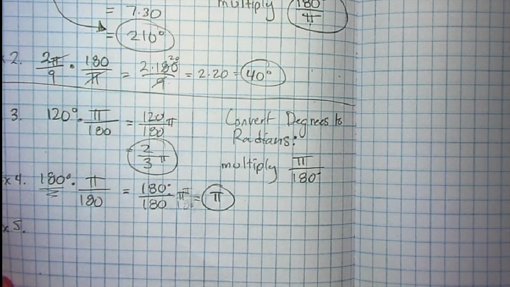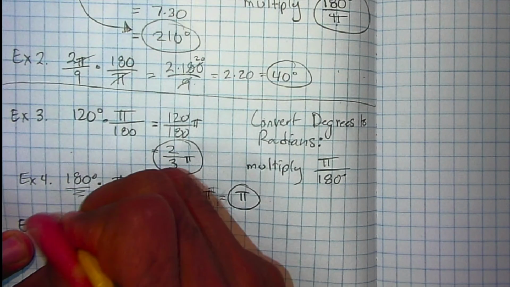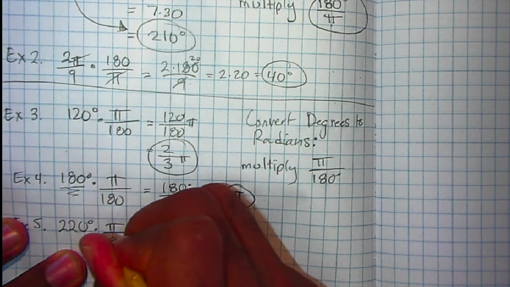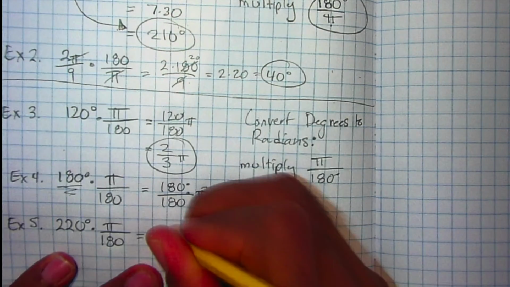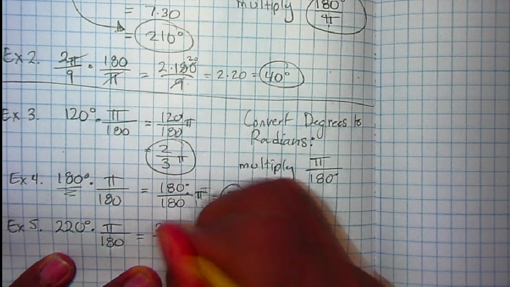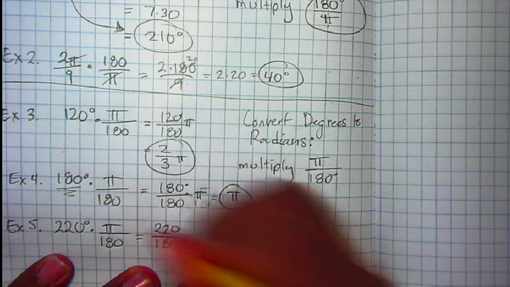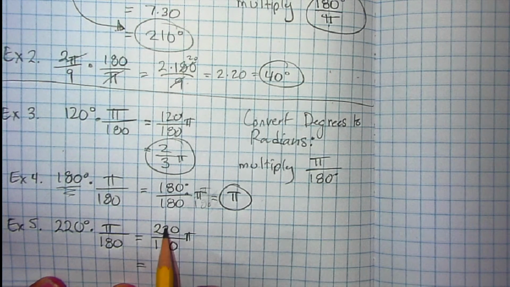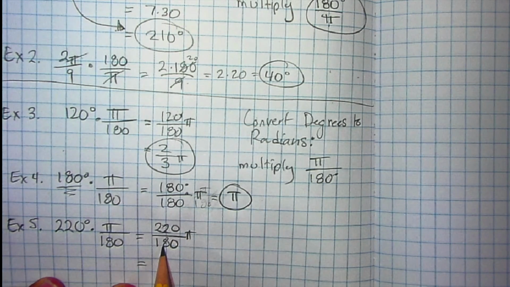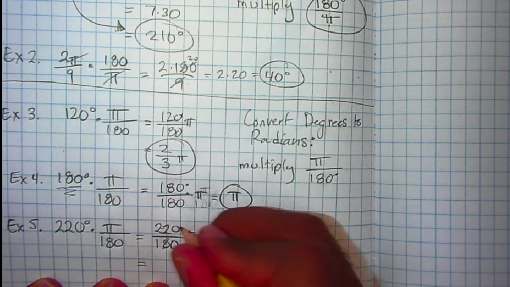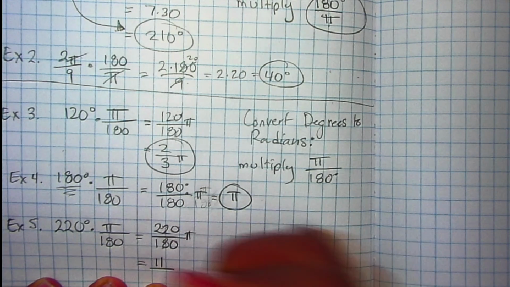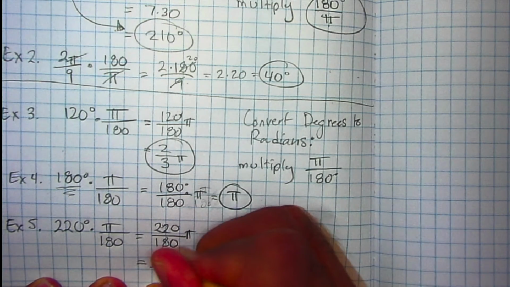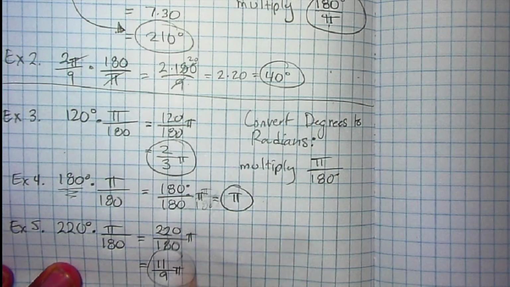All right, now the last example here. Okay, 220 times pi over 180. Combine those two, the numerator and denominator. Reduce that. I already know I can divide by 10, but what can I divide into 22 and 18? They're both divisible by 2, so I'm going to divide by 20. 220 divided by that will be 11, and then 180 divided by that would be 9. So it's 11 over 9 pi. Okay, and that's it.